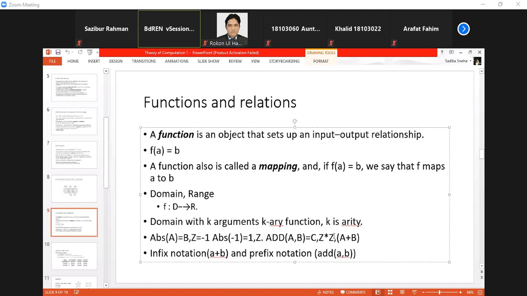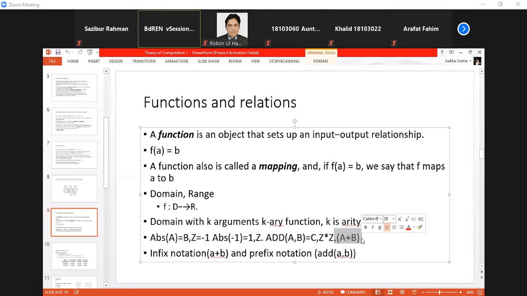Now, it says that if the function is a binary function, they are better represented using the infix notation. And what is this infix notation? It looks like this, where the operator is placed between the operands. It is known as infix notation.